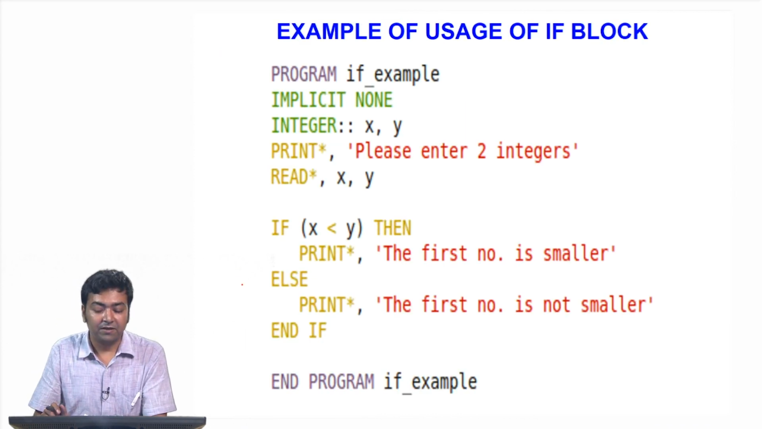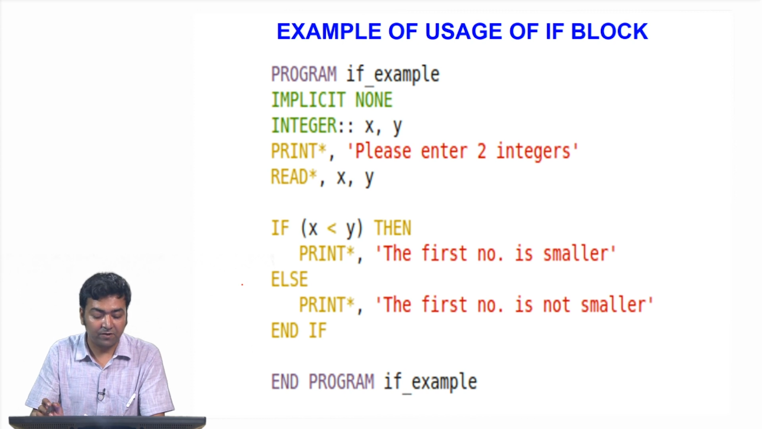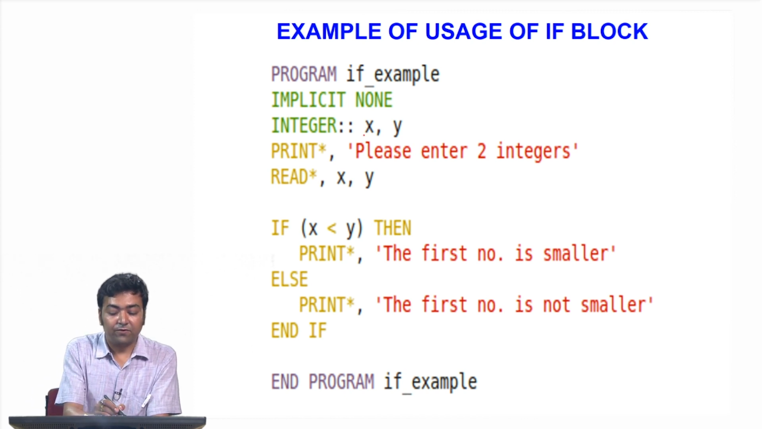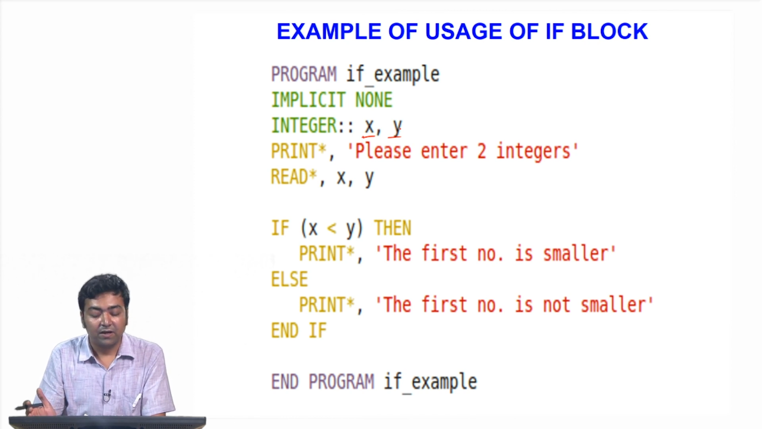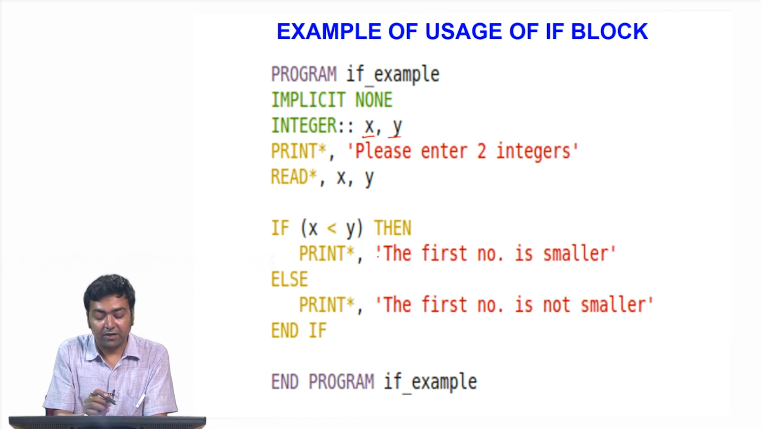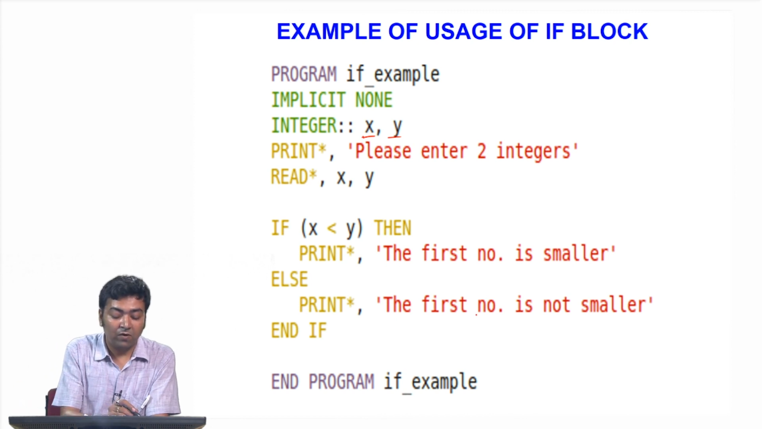For example, this program shows the usage of an if block. I have two variables x and y, and these variables are typically numbers. I want to check whether x is less than y, then I write down that the first number is smaller, and if it is not so, then the second number is smaller. This is what I want to do. So, how does one do it? One does it through the if statement.